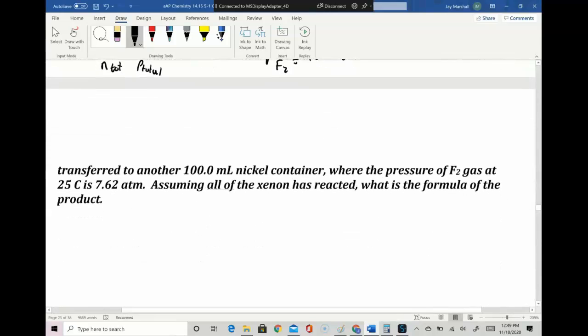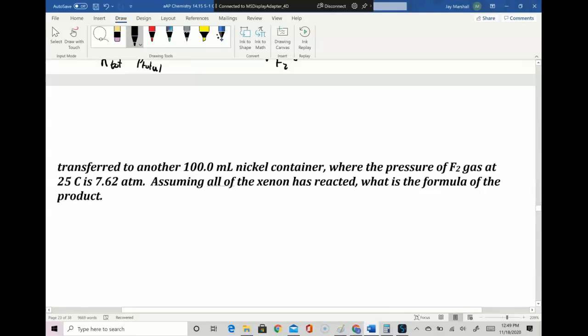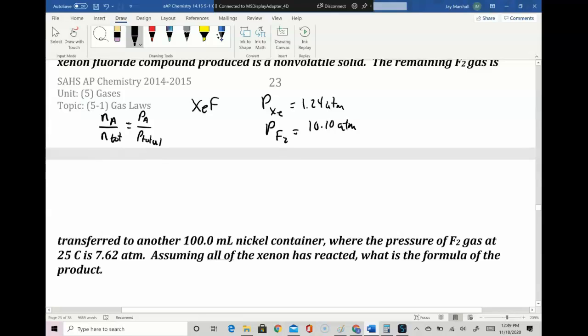So what I've said, the remaining gas is transferred to another 100 milliliter nickel container where the pressure of F2 gas at 25 degrees is now 7.62 atmospheres. Okay? So, assuming all the xenon has reacted, what is the formula of the product? Okay, so it's as if I started with 10.10 moles of fluorine and 1.24 moles of xenon. And if I keep the conditions the same, now I have a pressure of fluorine gas at 7.62 atmospheres, and we'll cross that out and say at 7.62 moles.